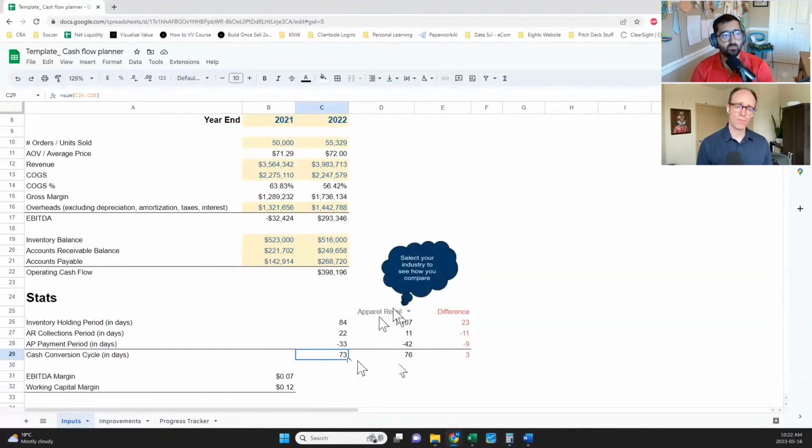Now, what I don't want someone to do if their cash conversion cycle is better than industry average is just to sit back and say, okay, this isn't something that needs work. What I'd like people to do is to look at this as an opportunity to continue building a competitive advantage, because most companies are not using a sheet like this. Most companies are not actively managing their cash conversion cycle.